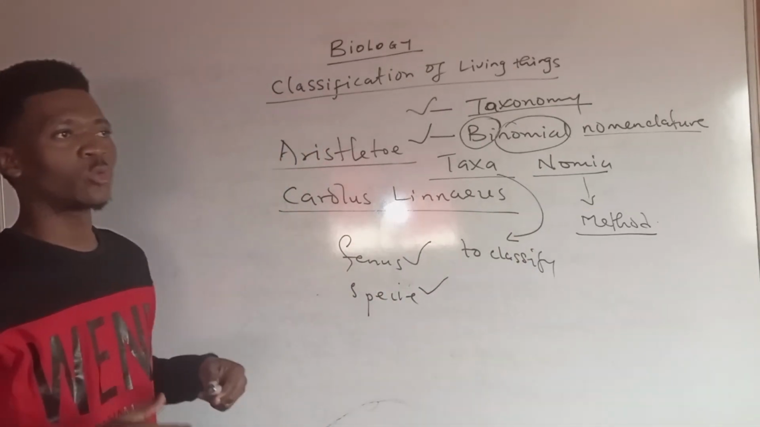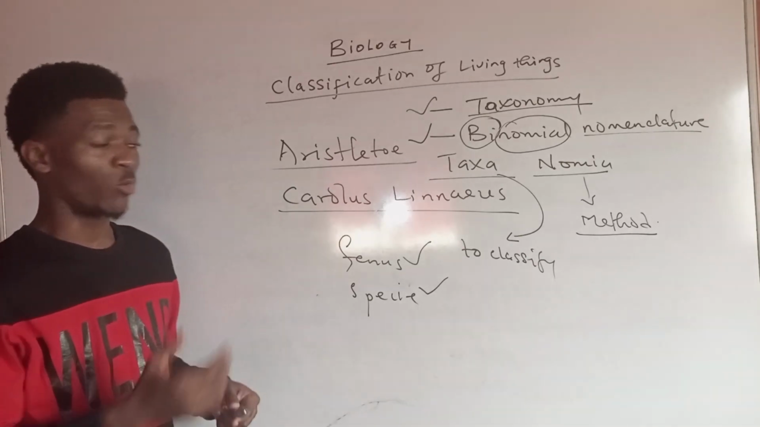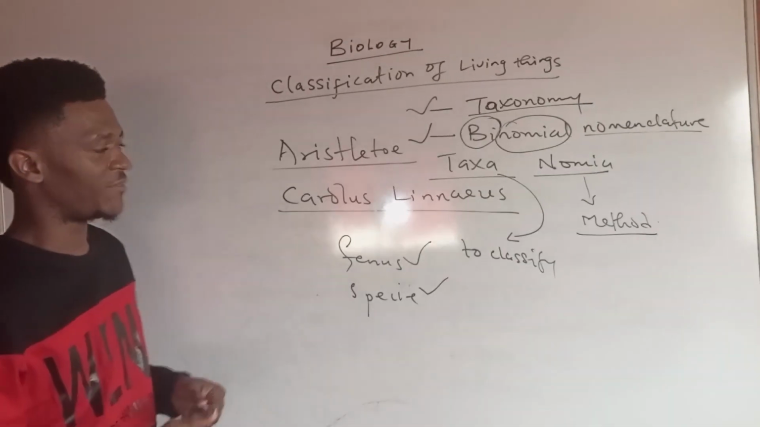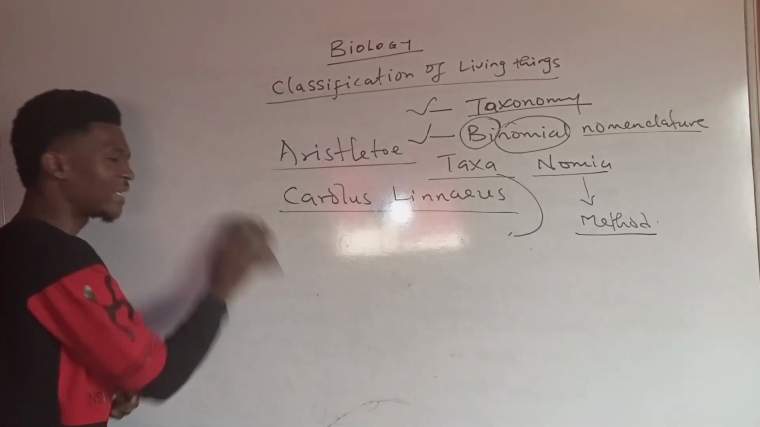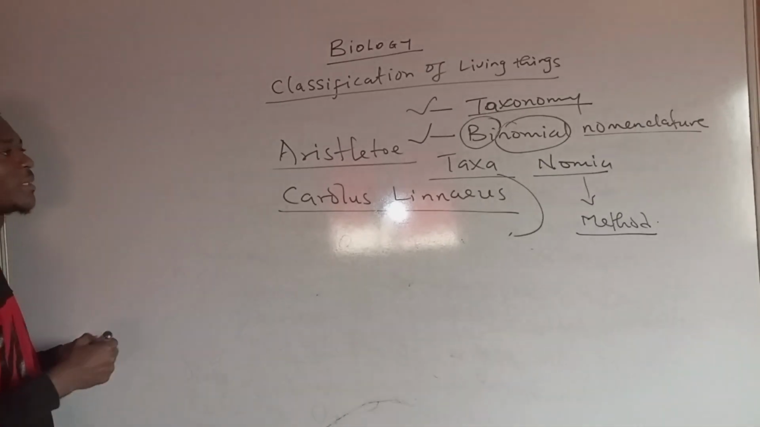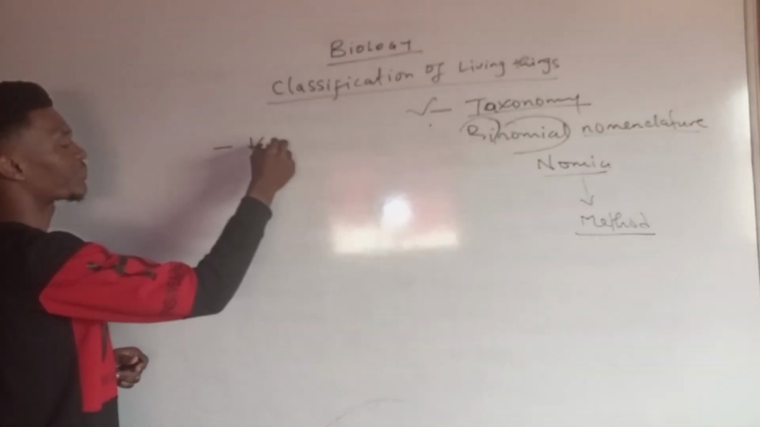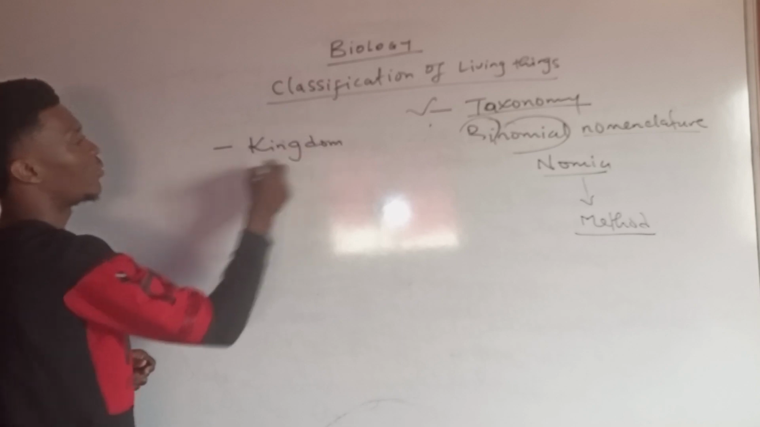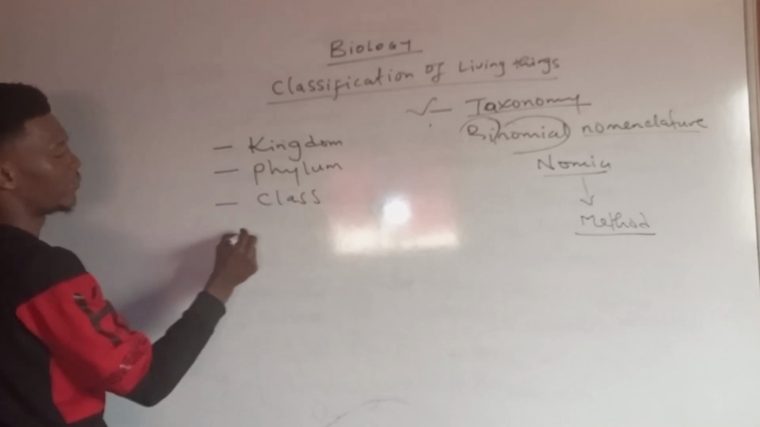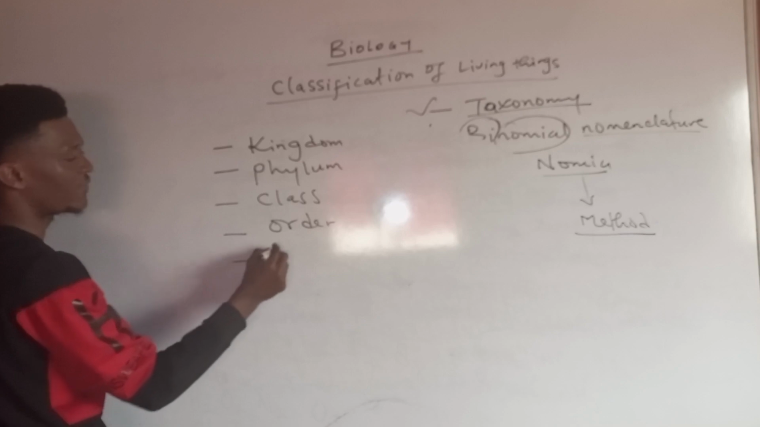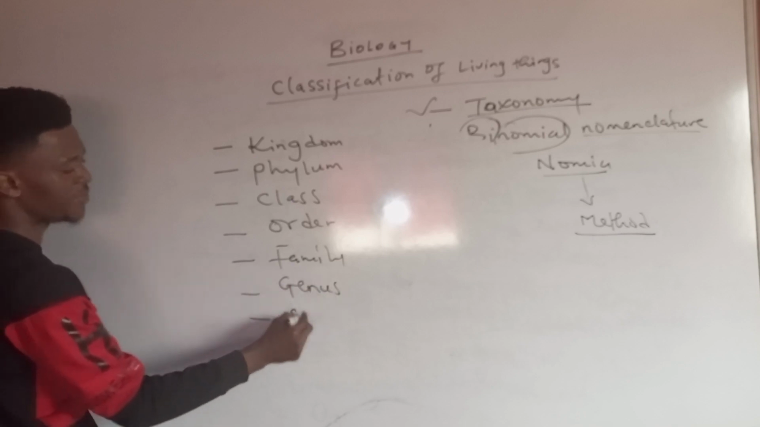So coming back to this Carolus Linnaeus. Carolus Linnaeus was able to help us see the seven system of classifying living organisms. He was the one that brought about the seven system of classification of living organisms. And let's look at how he actually brought about these seven systems. And what are the seven systems? Now, the seven systems that was brought about by Carolus Linnaeus are, we have the kingdom. We have the phylum, then we have the class, then we have the order, we have the family, then we have the genus, and we have the species.